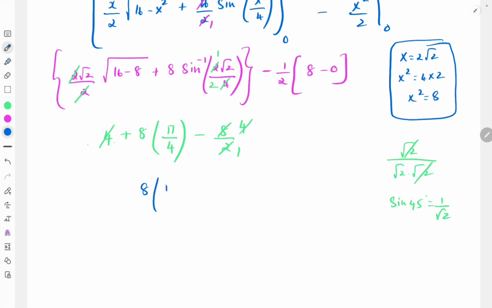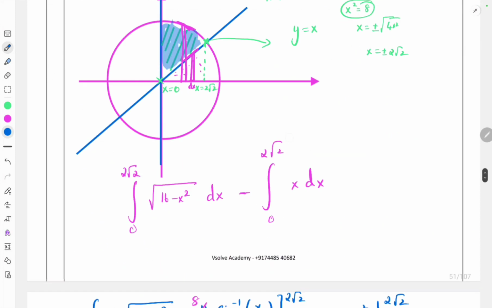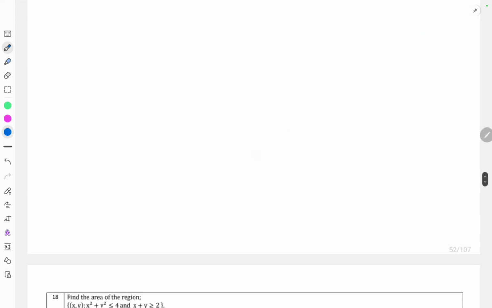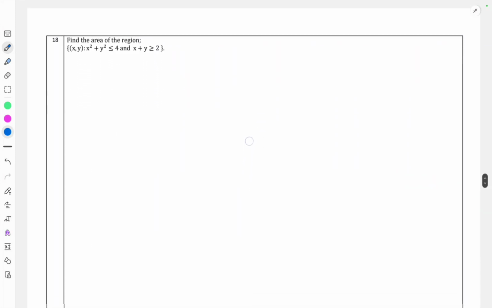It will be 8 into pi by 4. So 4 1s are 4, 4 2s are 8. It will be equal to 2 pi square units. That's all. So this will be the answer for the 17th question. So now we can do the 18th question.